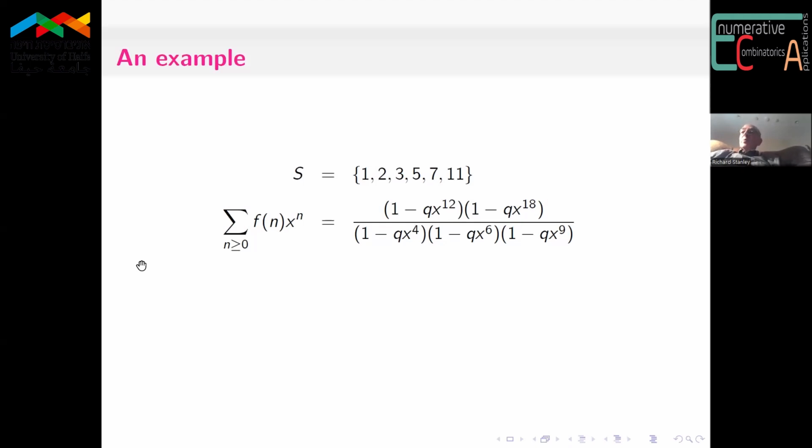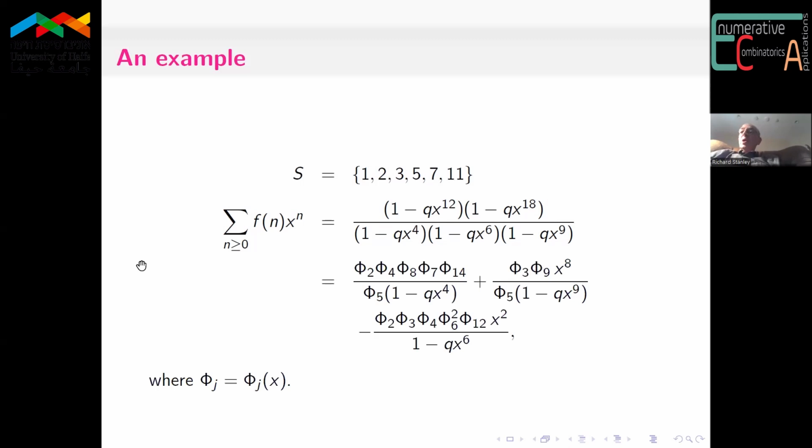The partial fraction expansion with respect to q is this, where by pj, I mean the pj of x. Well, I didn't bother working it out, but you can get a formula for f of n that depends on the congruence class of n mod 36. I'm looking at irreducible polynomials of degree n with no factor appearing with multiplicity 1, 2, 3, 5, 7, or 11.